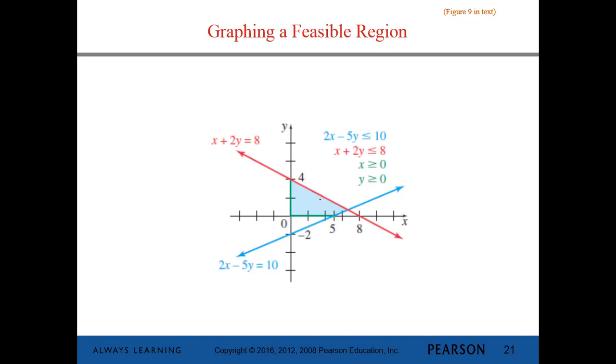And so again, here we would not use the origin because the origin is actually on the line, but we could use, let's say, the point 1, 1. We could plug in 1, 1 for all these. In this case, we would get 2 minus 5, which is a negative number, and a negative number is less than or equal to 10. Here we would get 3, and 3 is less than or equal to 8. And here we would also get 1, which is definitely greater than or equal to 0, and 1 is definitely greater than or equal to 0. So 1, 1 works. That means everything on this side of all the lines would work.